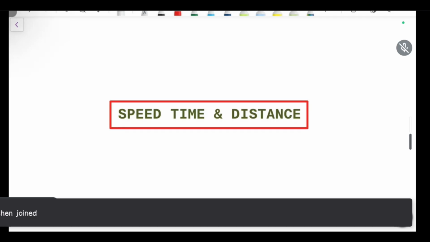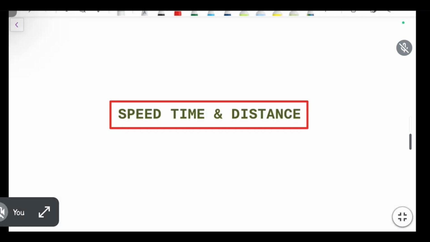Tonight I'll be discussing speed, time, and distance. When we talk about speed, time, and distance, there are a few things related to this topic. Let's say, for example, problems based on trains or problems on boats and streams. All those are related to speed, time, and distance.